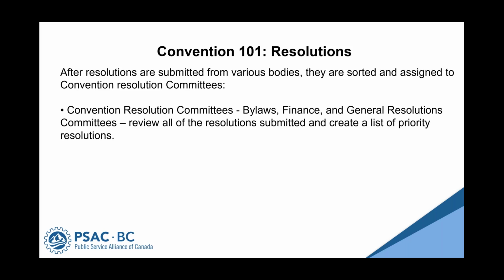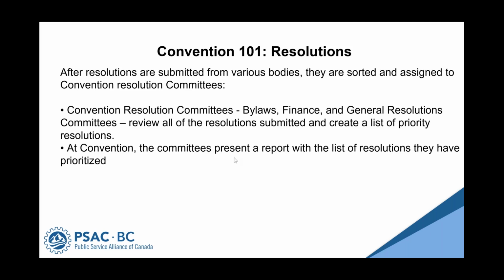And those resolutions go to one of those committees, and then those committees meet and discuss the resolutions and make recommendations with respect to those resolutions and prioritize the resolutions. And all of that information is contained in the convention committee report. And so those reports are in, you'll get a priority proposal and resolutions package as part of your mail out from the office. So you will have all of this information in advance if you have not yet received it.